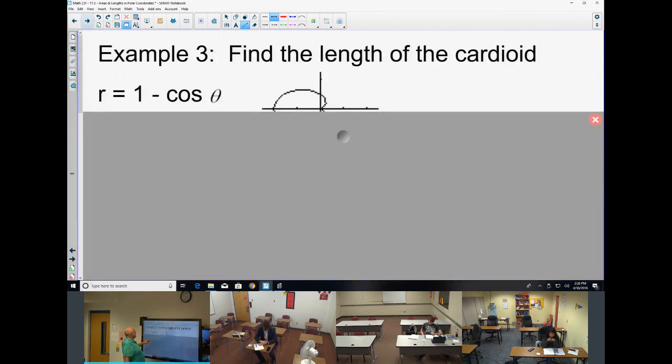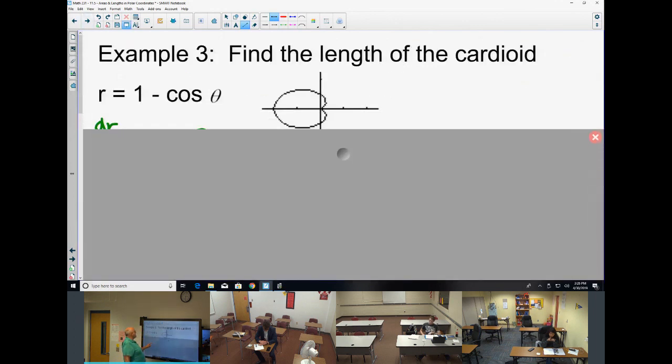All right, now it says find the length of the cardioid. So here, if you integrate all the way around, then it will trace at one time. Okay? So you can have your limits of integration go from 0 to 2 pi, or if you want to just go from 0 to pi, because of symmetry, you can double it.